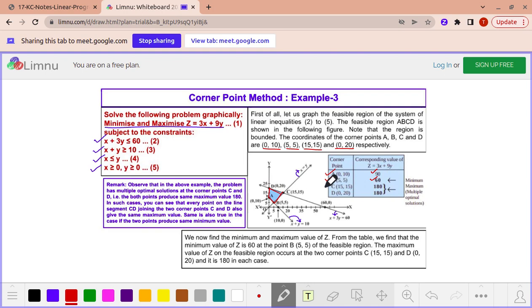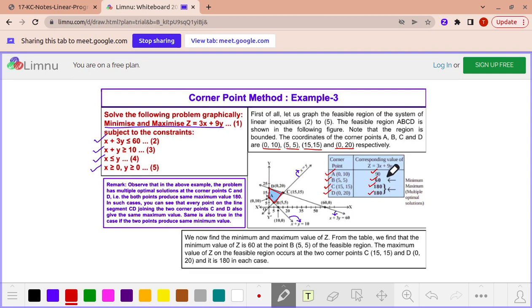For the corner point C having coordinates 15, 15, that means x is equal to 15, y equal to 15, we get the value of the objective function 3x plus 9y as 3 into 15 plus 9 into 15, and it is 180. And finally, for the corner point D having coordinates 0, 20, that is x equal to 0 and y equal to 20, we get 3 into 0 plus 9 into 20, that is 180.